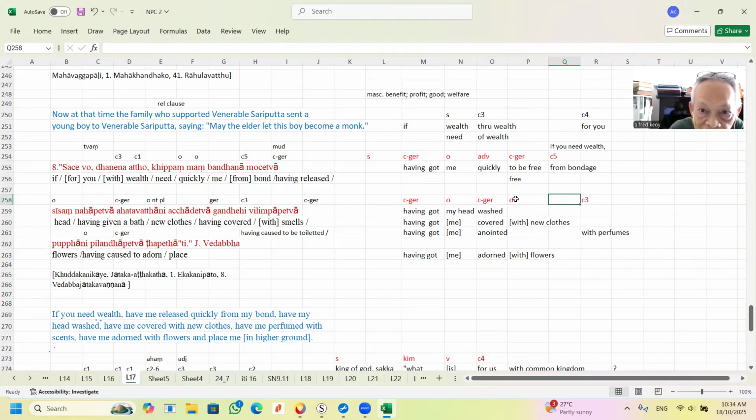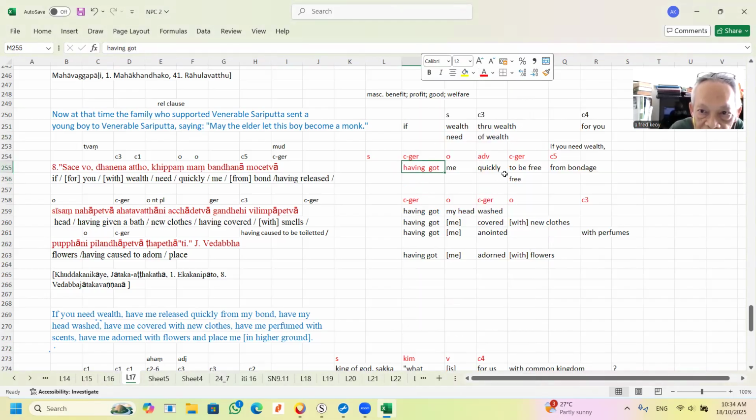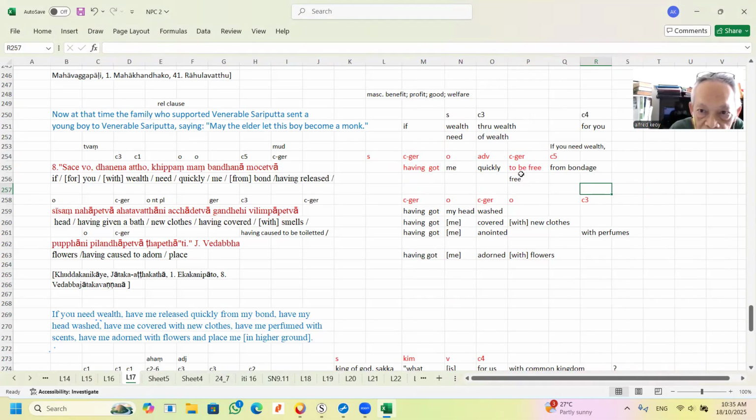It's the extension. So you can see this part is the tricky part. I think we explained that the day earlier is like that one. Causative, having got to be free. This is causative, having got to be free. That means having got me quickly to be free from bondage. So this one is a bit tricky. Causative, causative gerund. This is the format you should try to adopt. And you should understand how we're going to use it. Okay, up to here, no problem.